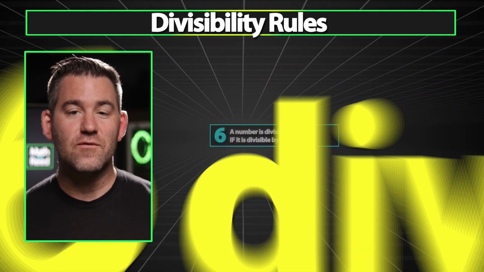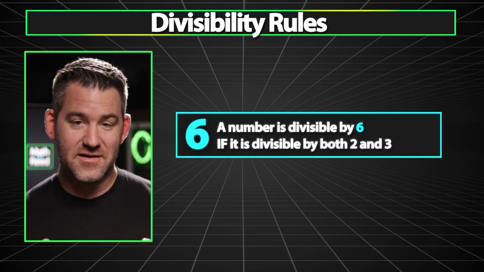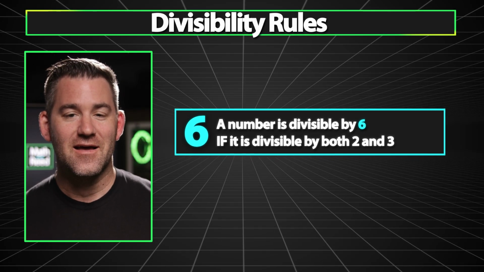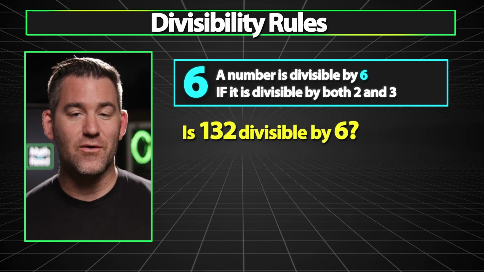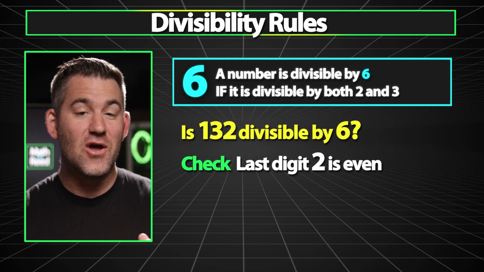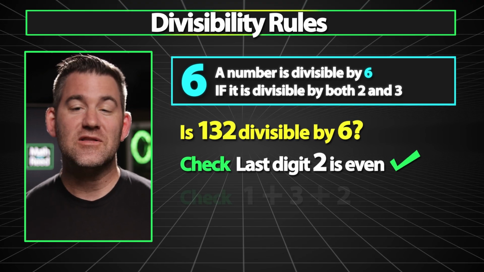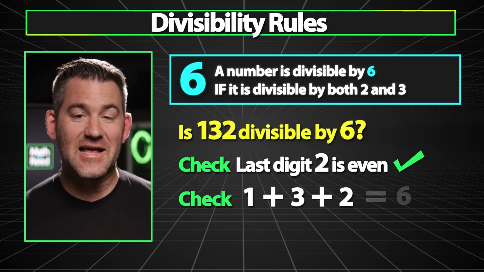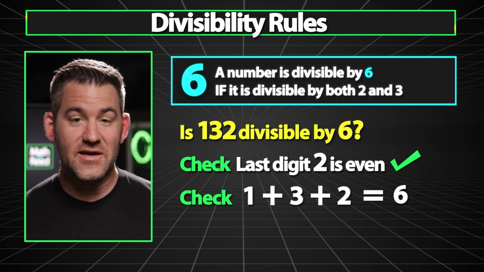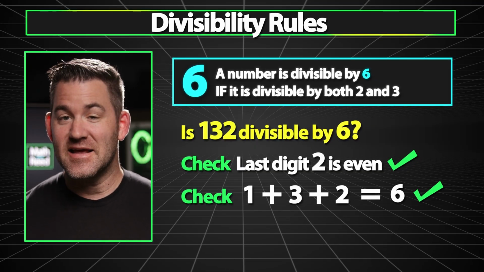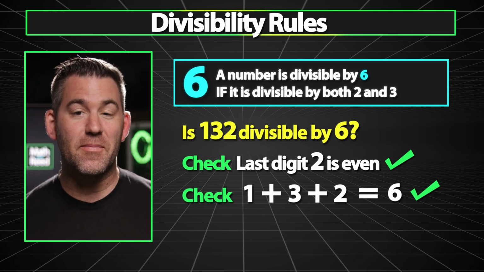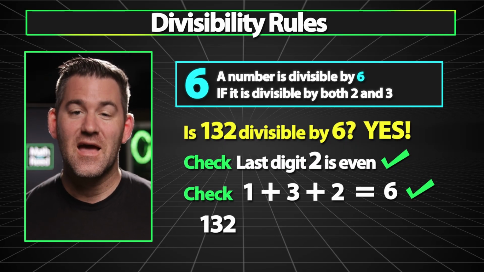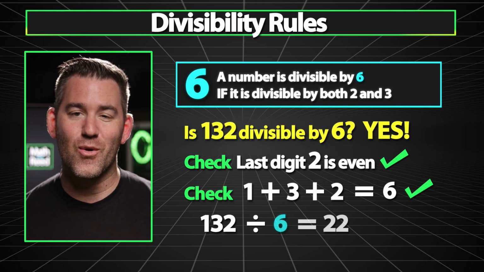Let's take a look at the rule for sixes. A number is divisible by 6 if it's divisible by both 2 and 3. For example, 132. It's even, so we know it's divisible by 2. Now let's check the sum of its digits. 1 plus 3 plus 2 gives us a sum of 6, which is divisible by 3. Since 132 is divisible by both 2 and 3, then it must be divisible by 6. And if we divide, we get 22.